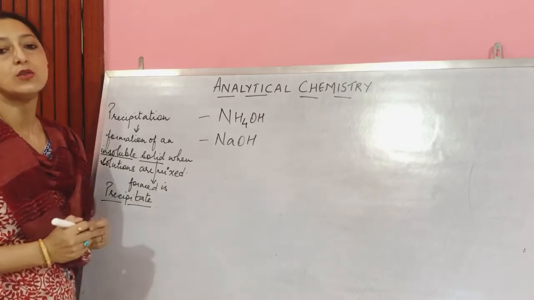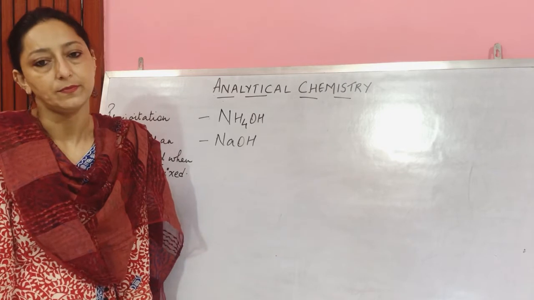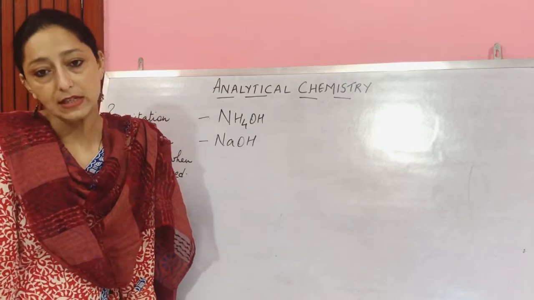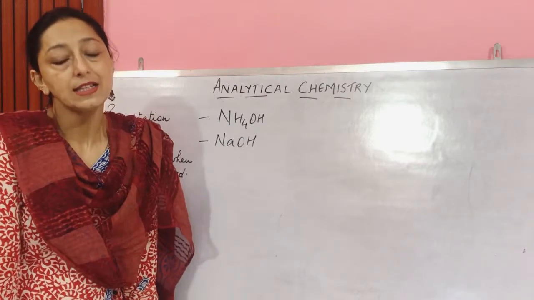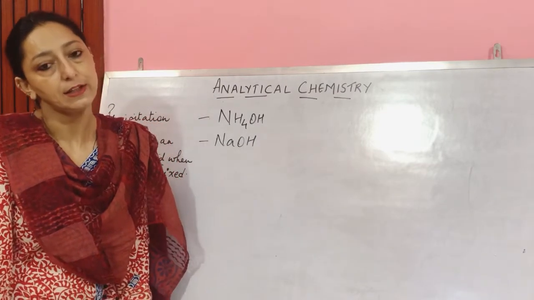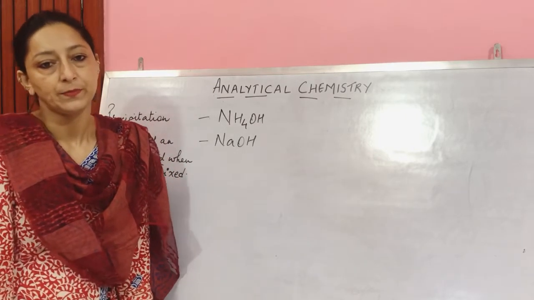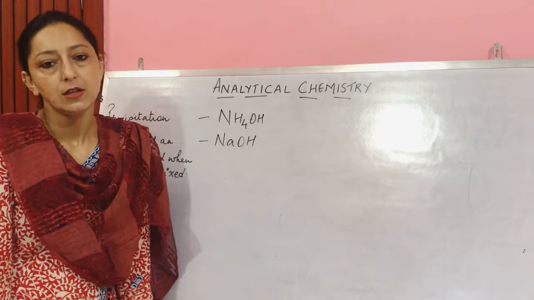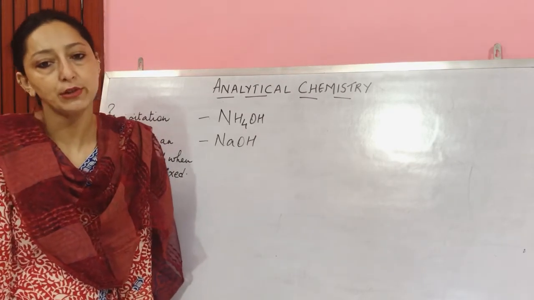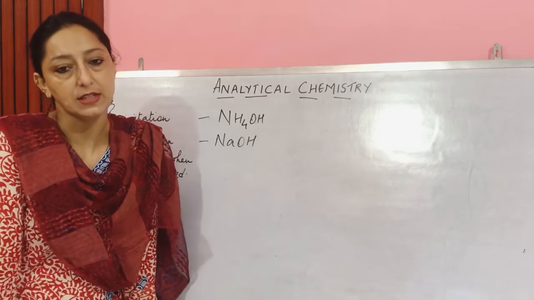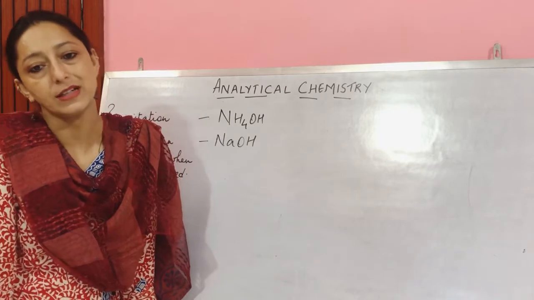Ammonium hydroxide is a very common reagent, and it precipitates metals as their hydroxides, and these hydroxides can be easily identified on the basis of their color or solubility in excess of solvent. In the same way, sodium hydroxide reacts with different salt solutions and forms colored precipitates, and sometimes the precipitate dissolves when it is added in excess.